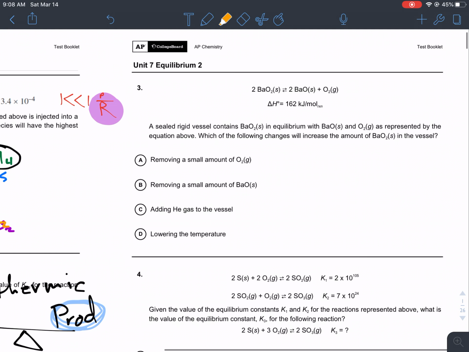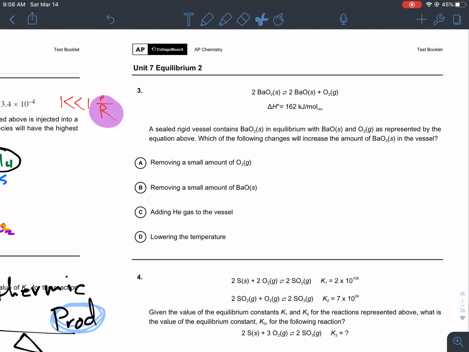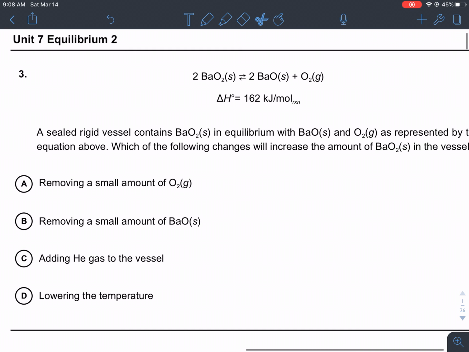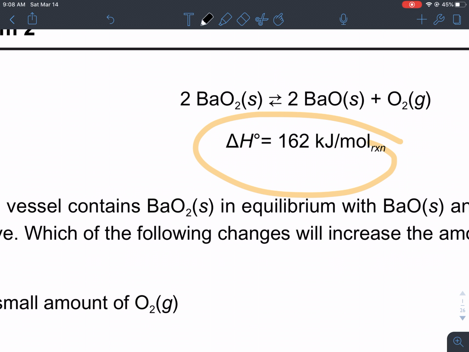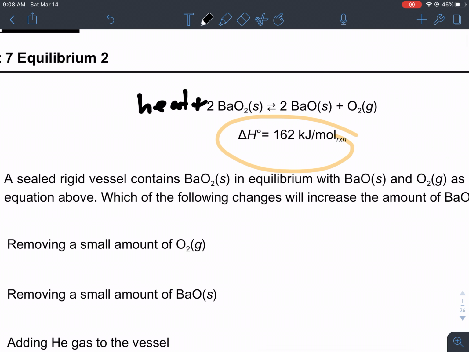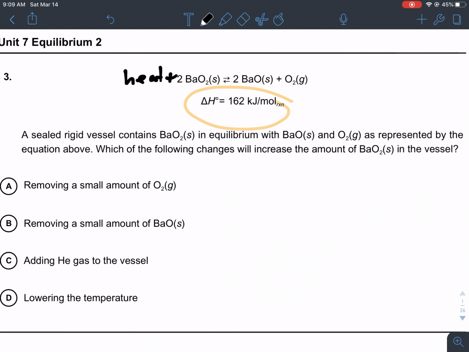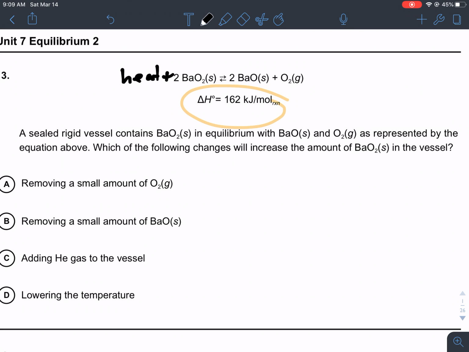Let's go to question number 3. BaO2 solid yields BaO solid plus O2. Again, we're going to see this delta H, and this delta H tells us this is endothermic. If it is endothermic, let's go ahead and add that here. This means heat is a reactant. It's on that side of equilibrium. A sealed rigid vessel contains BaO2 at equilibrium with BaO and O2 as represented by the equation above. Which of the following changes will increase the amount of BaO2 in the vessel?